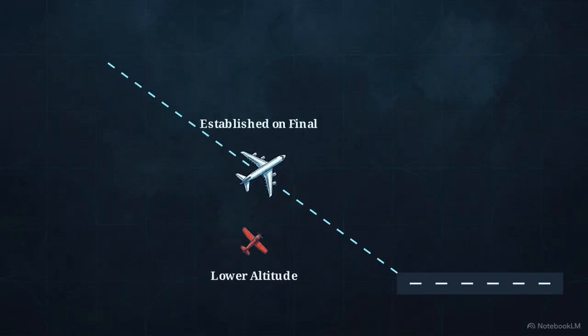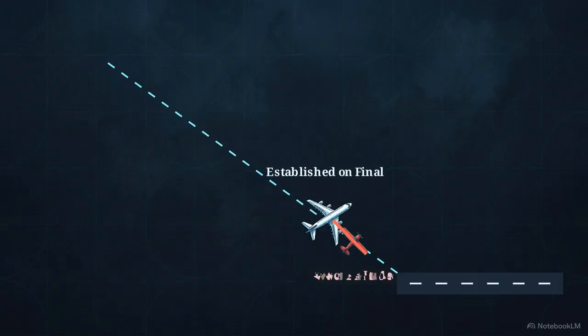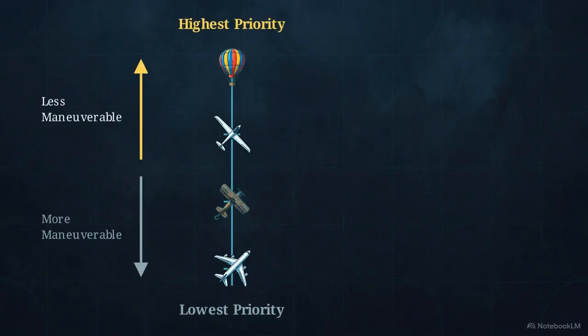However, there is an exception to watch for on the exam. A lower aircraft cannot use this rule to cut in front of another plane that is already established on final approach. This hierarchy ranks aircraft by maneuverability. Less maneuverable aircraft get priority.